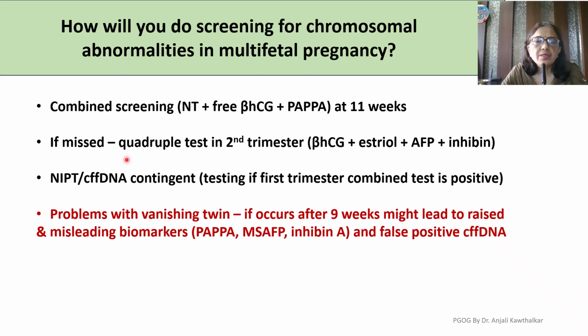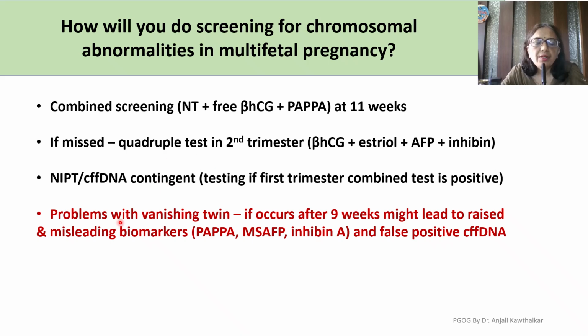For some reason if it is missed, then we can go for quadruple test in second trimester: beta HCG, estriol, AFP, and inhibin. Now, NIPT or this cell-free fetal DNA can be used as a contingent test. Contingent is if the first trimester combined test is positive, then directly instead of going for invasive testing such as chorion villus sampling or amniocentesis, we can go for this cell-free fetal DNA. That is called as contingent testing. So this is what has been recommended.